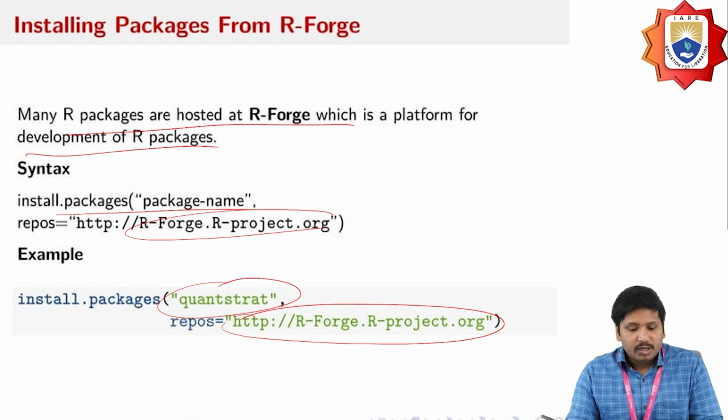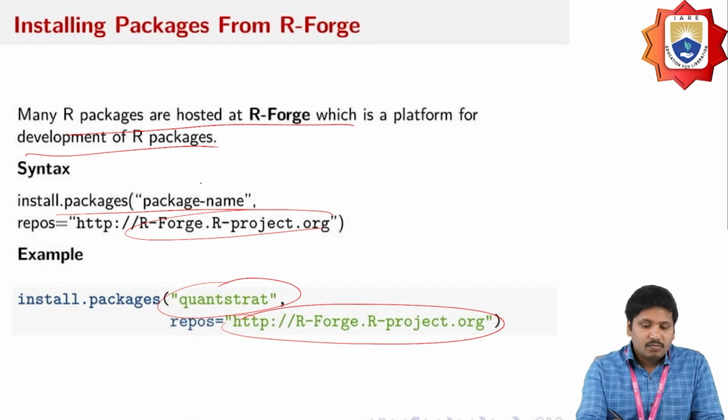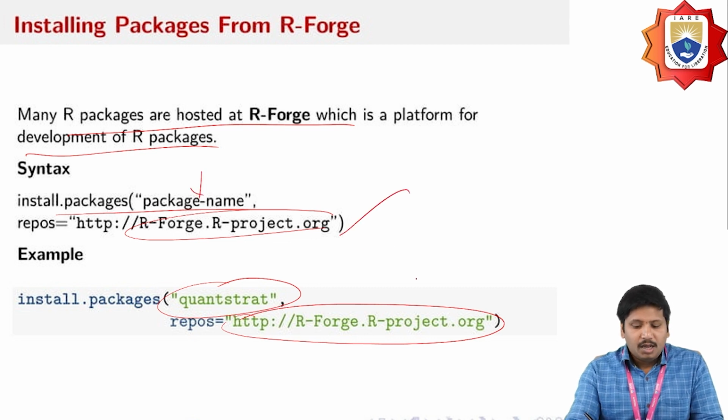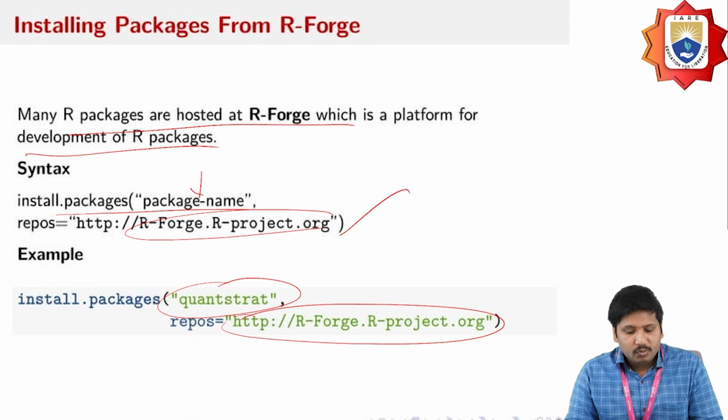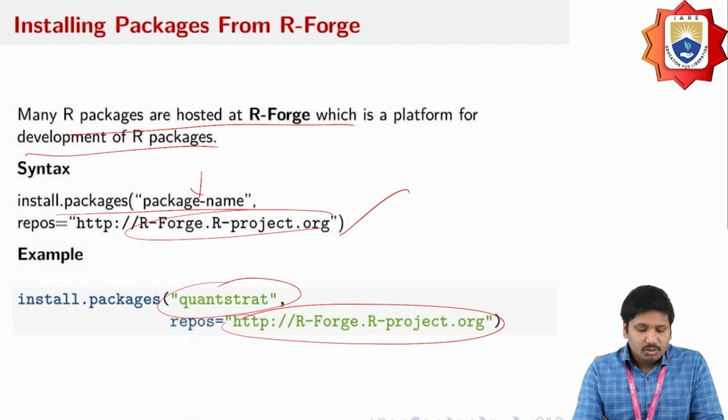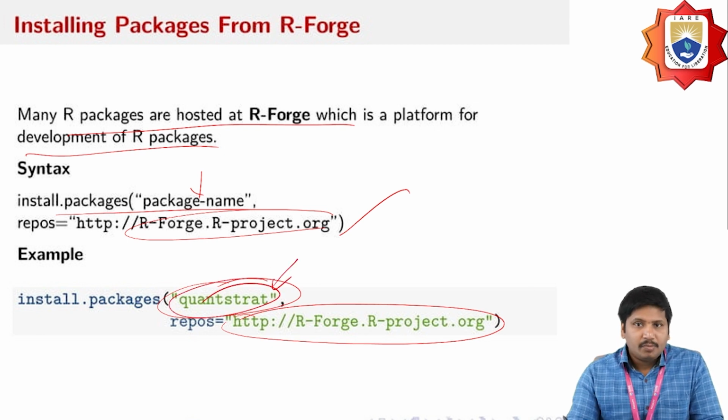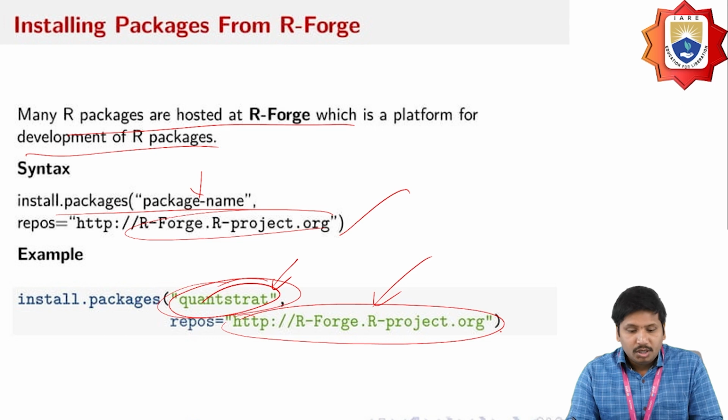And what is the syntax for installing this? It is install.packages, where we mention the package name and the repository. The site I'm going to mention here is rforge.rproject.org. See the example of installing that package. This is the package name I'm going to install, which I can get from the repository at rforge.rproject.org.